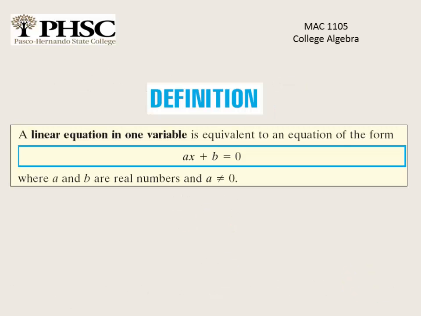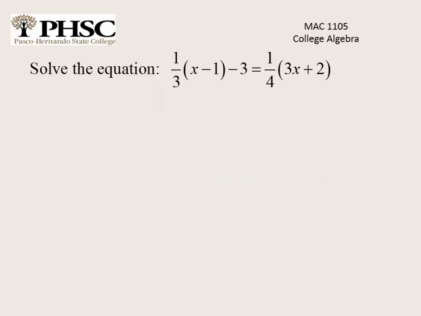Here we have a definition. A linear equation in one variable is equivalent to an equation of the form ax plus b equals 0, where a and b are real numbers and a does not equal 0.